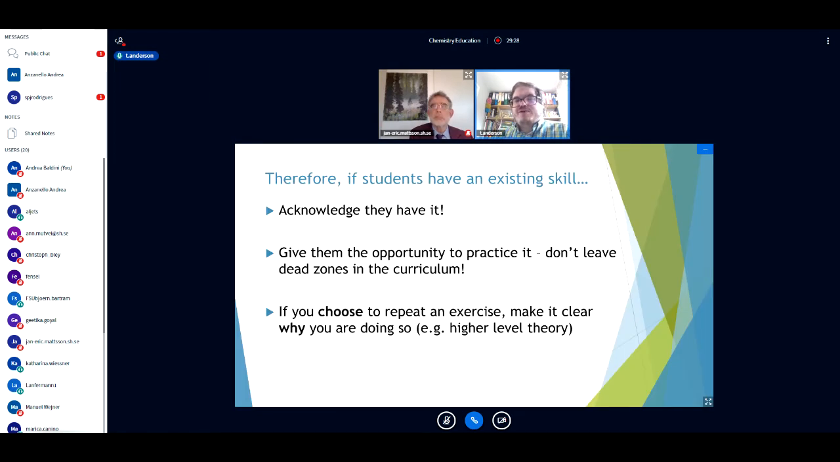So therefore, my point here is, if students have an existing skill, firstly, acknowledge that they have it. Secondly, give them the opportunity to practice it. Don't do something once and then never touch it again for 2 years, by which time they've forgotten.